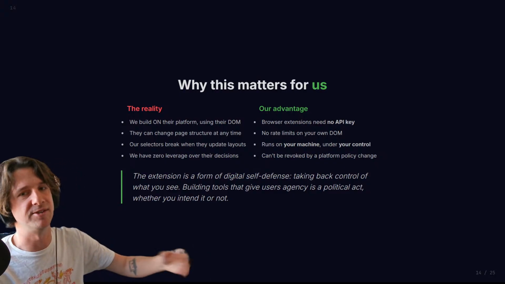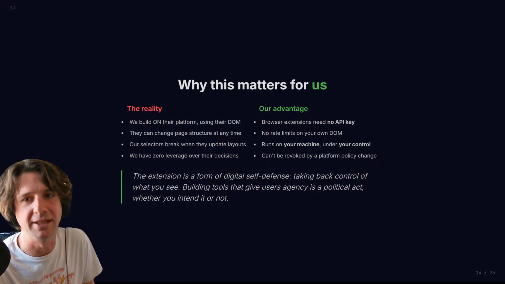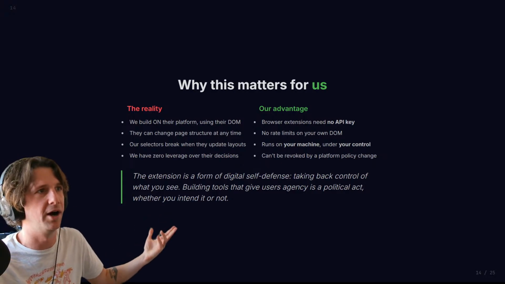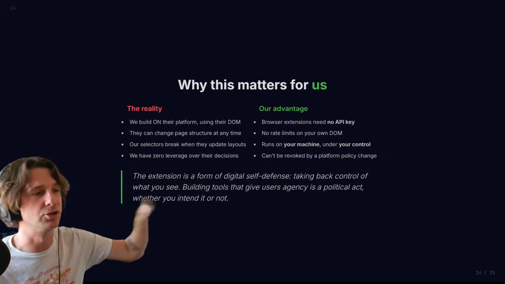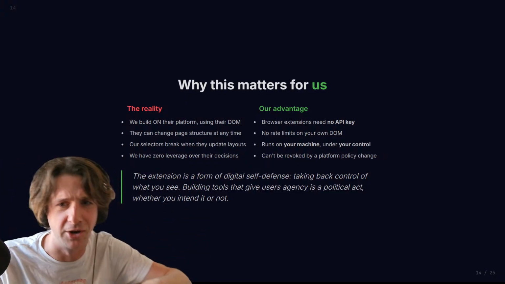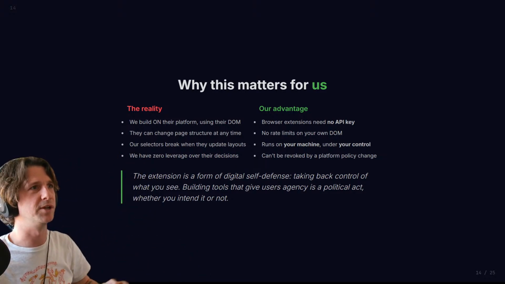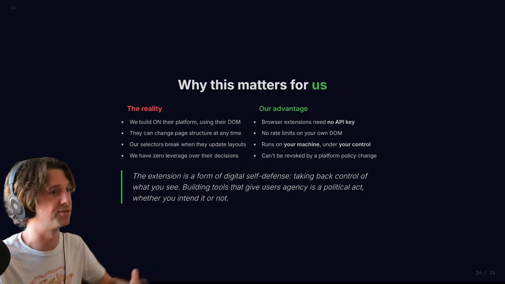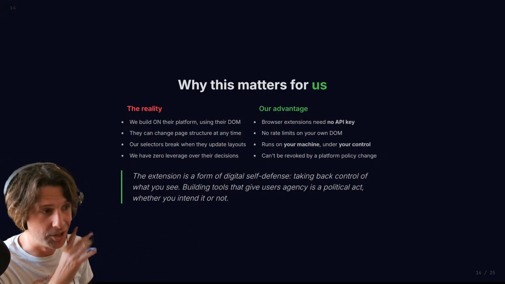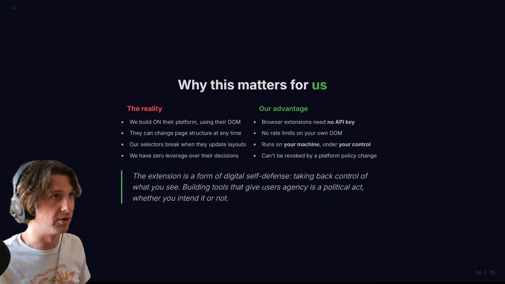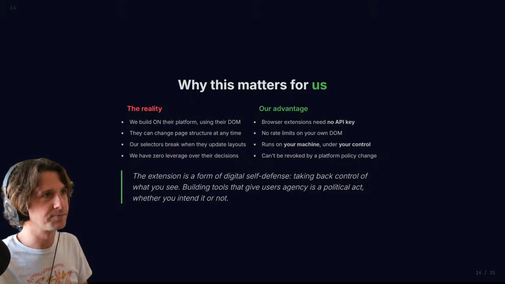And we have some advantages in all this, right? Browser extensions don't need an API key. We're not going to get rate limited on our own DOMs. It's running on our users' machines. They control it. It helps teach us about how to code. It can't be revoked by a platform policy change. They're not going to be able to remotely disable something that our users locally install on their machines. It might get taken out of the Google add-on store, but we're not publishing it there anyways. It's on a GitHub repo, right?